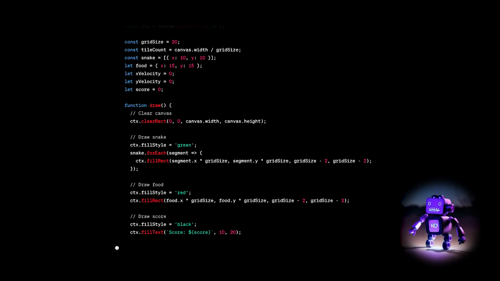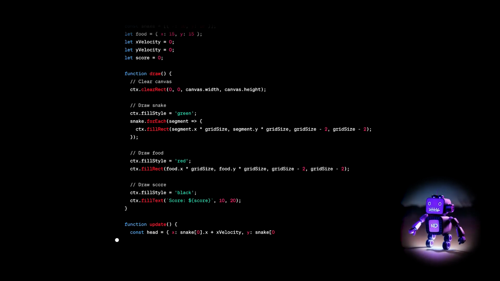Finally, the draw function displays the player's score on the canvas, providing feedback on their performance. In summary, this function clears the canvas, draws the snake segments, positions the food, and displays the player's score, ensuring an interactive and visually appealing game experience.